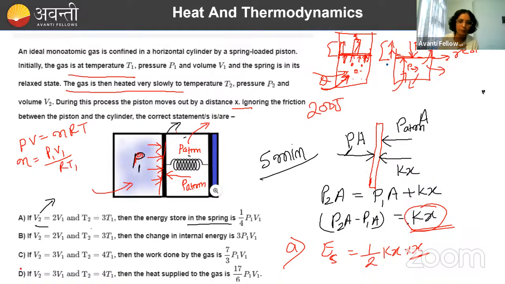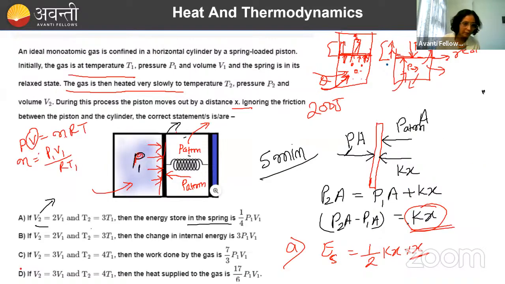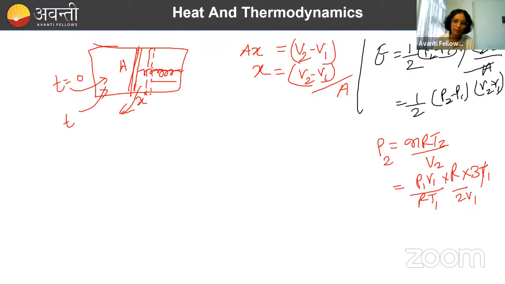Now let's calculate the P value. So pressure at any point can be written as nRT by V. Done. And N value we have written as P1 V1 by RT1 into R. For pressure P2, we have to write T2 here and V2 here. Done. So T2 value in terms of T1 is given now, that is 3T1. So here you write 3T1, and also V2 value is given in terms of V1. That is how much? 2V1. So here you write 2V1. Now cancel whatever can be cancelled.